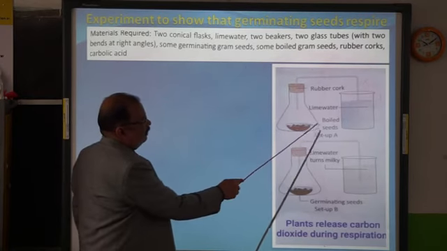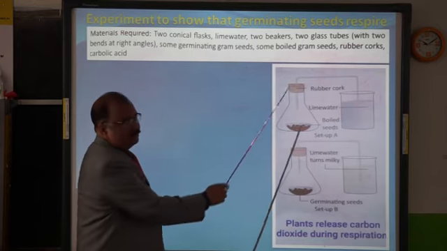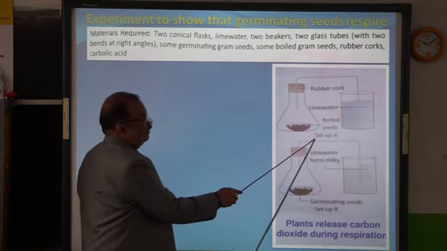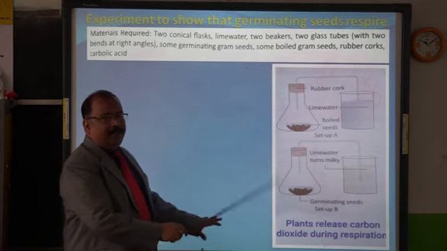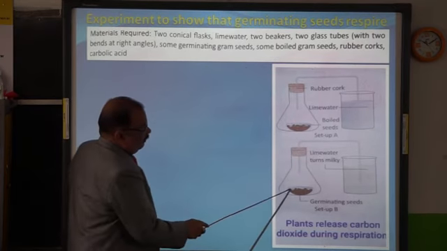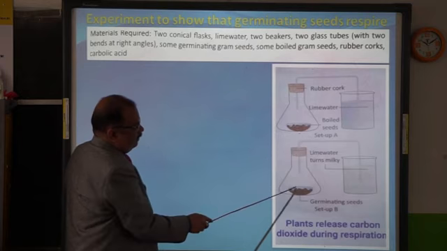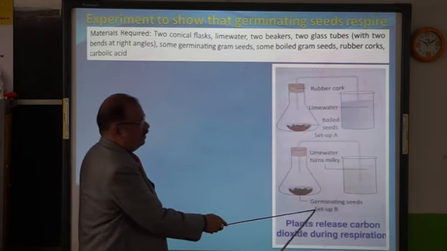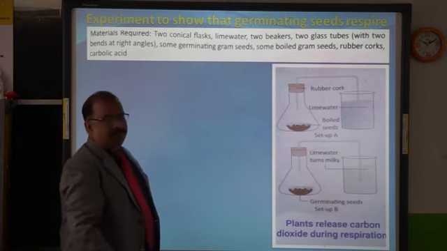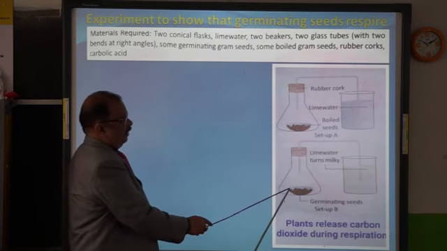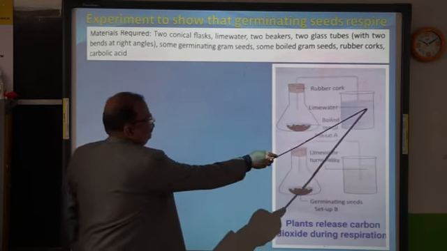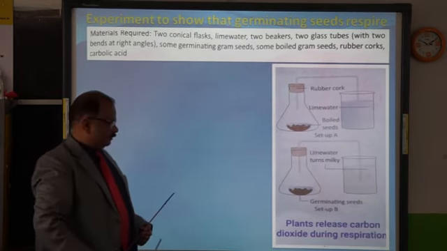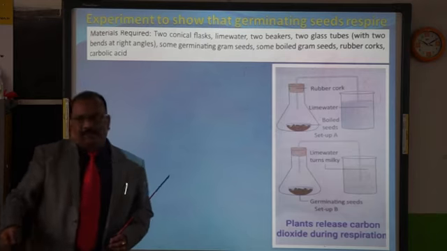Here what we have kept, boiled gram seeds, and we have labeled this as A, setup A. The same thing we are doing here, but here instead of boiled seeds, we are keeping germinating healthy seeds of gram, and we are giving it the name B. So label them A and B. What is there in this beaker? Freshly prepared lime water. Okay, now let us see the procedure.